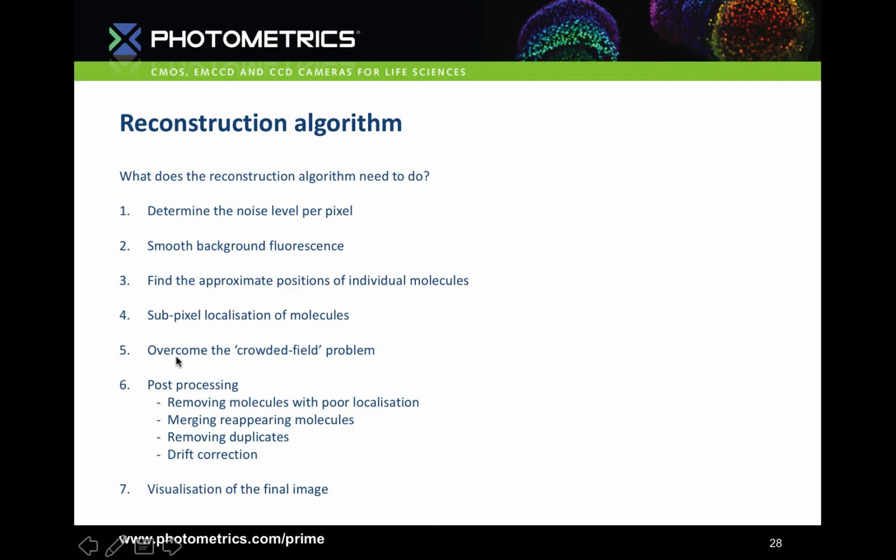It then has to overcome the crowded field problem, where multiple fluorophores exist in the same spatial region and need to be individually localized. Post-processing allows the user to correct their data by doing things like removing molecules with poor localization, merging reappearing molecules, removing duplicates, and drift correction. And finally, it all ends with a visualization of the final image.